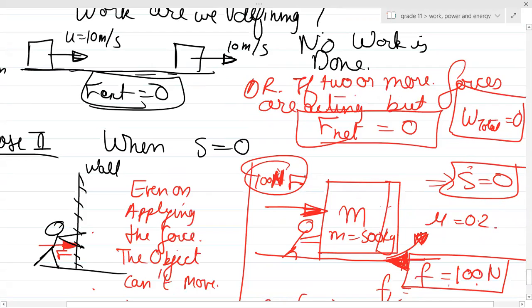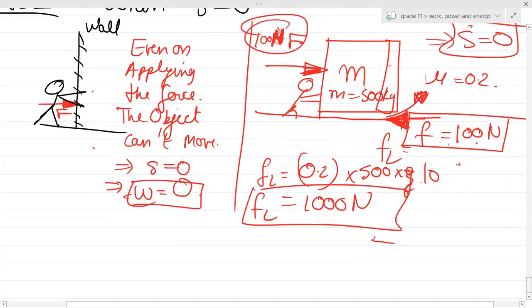In case one, it doesn't matter whether force is applied or not. The net force has to be zero. If you apply certain forces in such a way that the net force becomes zero, then also it will be case one, zero work by the net force. Okay, so please write it down. Sir, done.